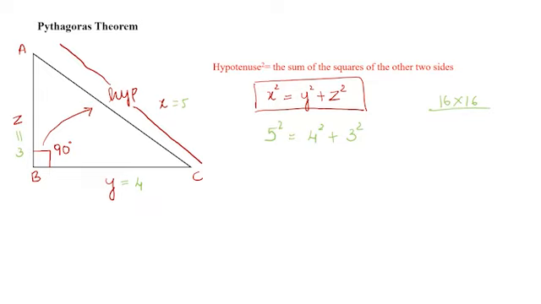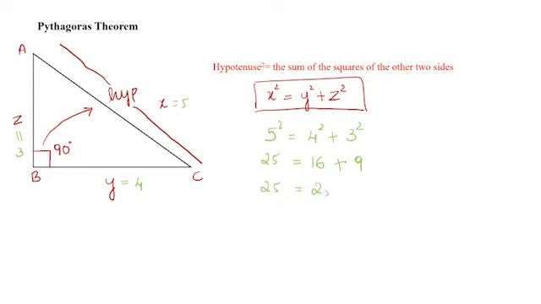So let me solve it. What is 5 square? 5 square is 25. What is 4 square? 4 square is 16. And 3 square is 9. So let me simplify. 25 is equal to 16 plus 9.